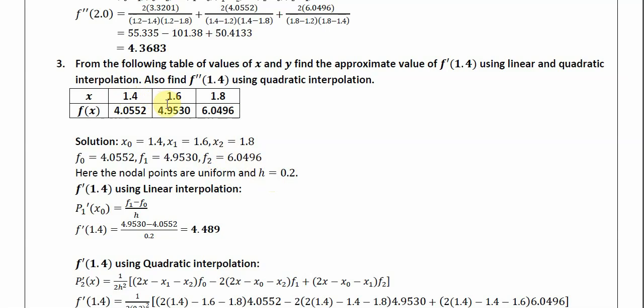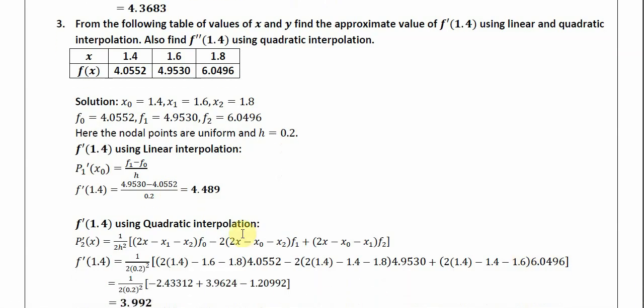1.4 plus 0.2 is 1.6. 1.6 plus 0.2 is 1.8. Therefore, the nodal points are uniform and h is equal to 0.2. Write all the x values and f values, f0, f1 and f2. Then using linear interpolation, this is my formula. There is a denominator, it is h, that is 0.2. Substitute and simplify. f dash of 1.4 using quadratic interpolation: write the formula for quadratic interpolation, substitute and then simplify. Here also h is 0.2.